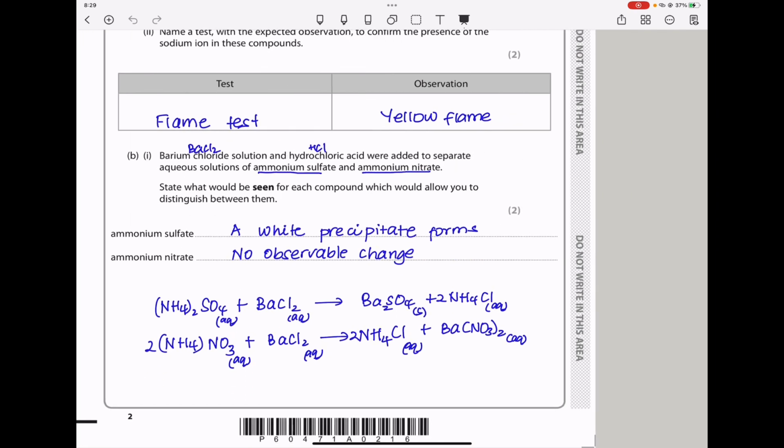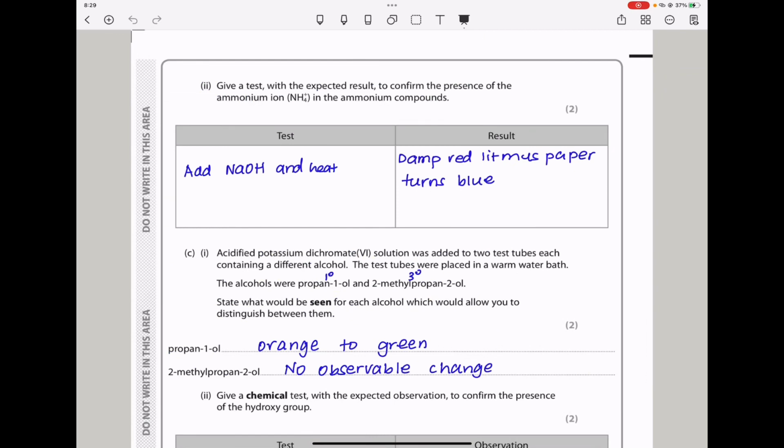Moving on. The next part says, give a test with the expected results to confirm the presence of ammonium ion in the ammonium compound. So to confirm the presence of ammonium ion, you could add sodium hydroxide and warm or heat. Here the observation is when we use damp red litmus paper, it will turn from red to blue.